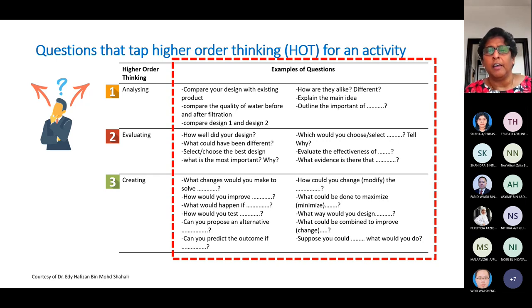Even if you ask them, how well is your design? Okay, so they say, oh, my design is very well. Why do you say your design is very well? Uptake the answer. You say, oh, my design is very well because the components of this are la la la la. So you say, okay, why do you think it's so important? So that's how you help them to increase their higher order thinking.